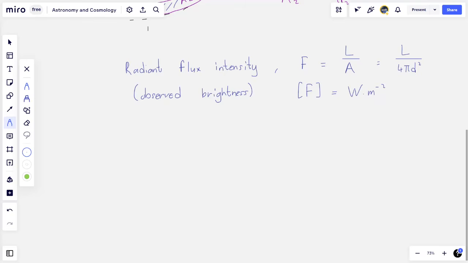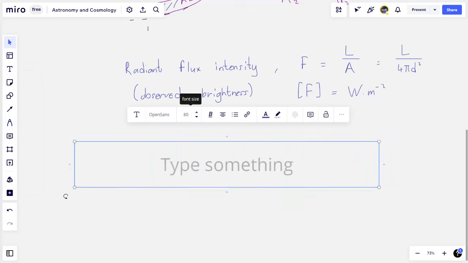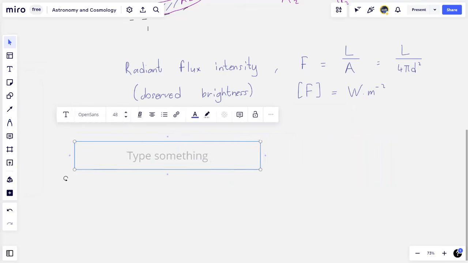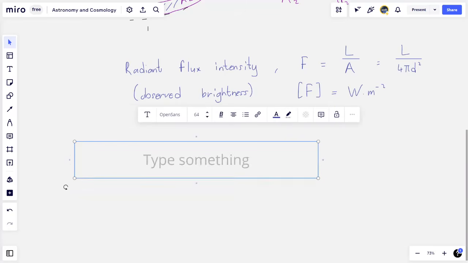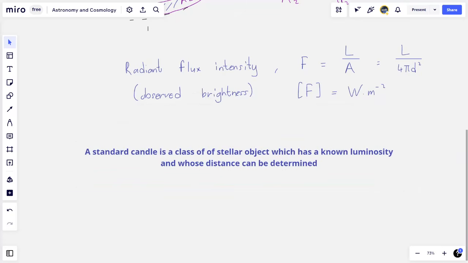And so if I wanted to define a standard candle, I would just use your usual textbook definition, which would be as follows. A standard candle is a class of stellar object which has a known luminosity and whose distance can be determined. So it's a very specific definition. If I know the luminosity of something and I can figure out its distance, I'll call it a standard candle.